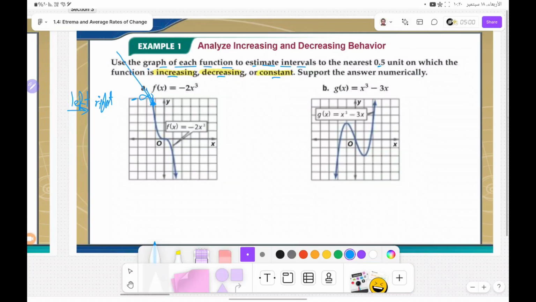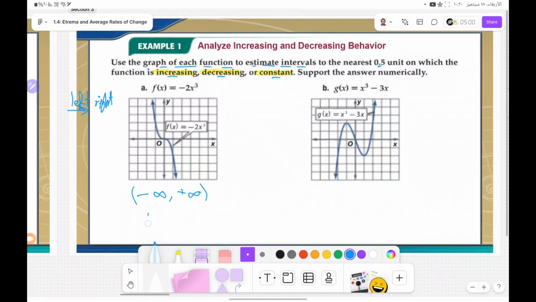To the left. That means we are focusing the interval only on the x-axis. This is negative, this one is positive. So this line is going to negative infinity. From negative infinity to positive infinity, even if this one is going down, it is still going to the right, so that means positive infinity. So this one is the interval.